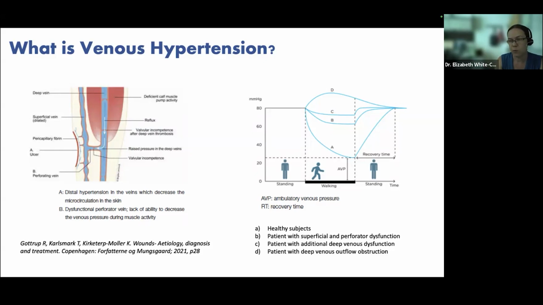Now, if you look on the right side where we have this diagram of a standing person, what they've looked at in healthy subjects when we walk, and we're doing, again, that heel toe, which factors into our counseling and education for patients, our pressures in our legs and our veins will drop precipitously. But if we have any superficial perforator or even deep venous dysfunction, it won't drop nearly as much. That doesn't mean we don't counsel people to walk. We still do, but it does mean that we have to do other interventions to really improve the venous pressures.